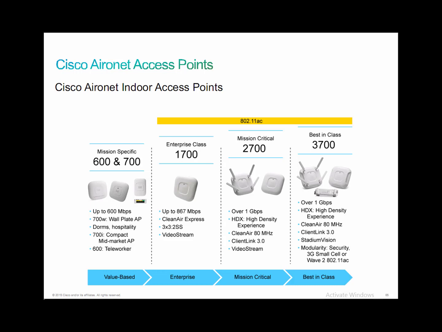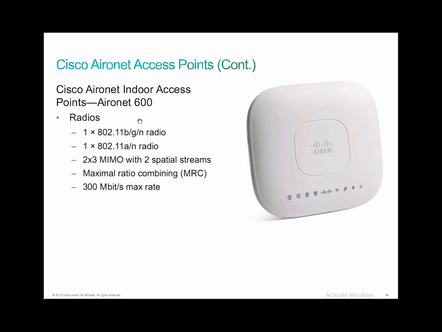Now, that kind of goes to what I was about to say, which is if you buy a model like this, if you see an i next to it, like a 3700i, that indicates that model has internal antennas. An e indicates that you have external antennas. Just something to keep in mind. Pretty obvious, but okay. So we'll break down each one of these platforms.